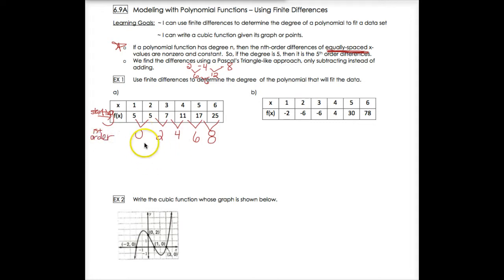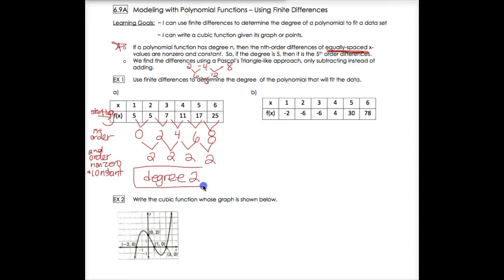So we continue the pattern. These are going to be the second order differences. So 2, 2, 2, 2. So my second order differences, they're non-zero, and they're constant. They're all the same. So that means, since it's the second order differences, that the polynomial that will fit that data is degree 2 because of the second order differences. Not because this number is 2, because it's the second order.